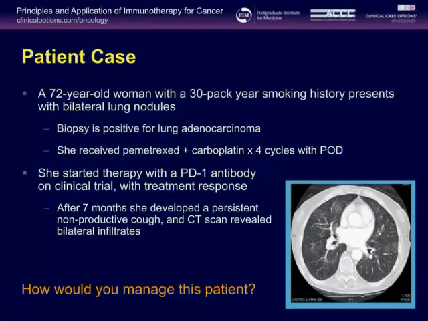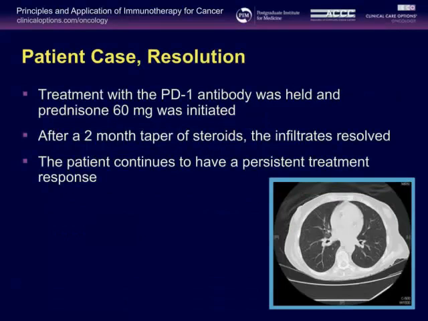Here's a case. This is a 72-year-old woman with a 30-pack-year smoking history. We've talked about her before. Her biopsy was positive for lung adenocarcinoma. She got carboplatin and pemetrexed, didn't respond, but did well on a PD-1 antibody as part of a clinical trial. But after 7 months, she had a non-productive cough and bilateral infiltrates, which you can see here on this picture. So the question was, how do you manage this patient?